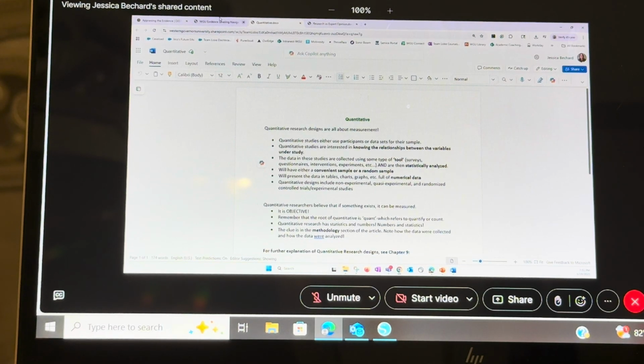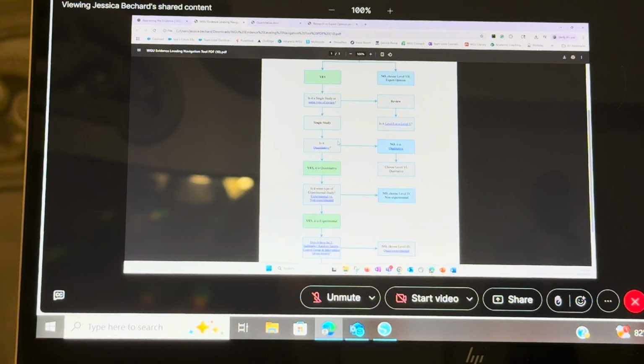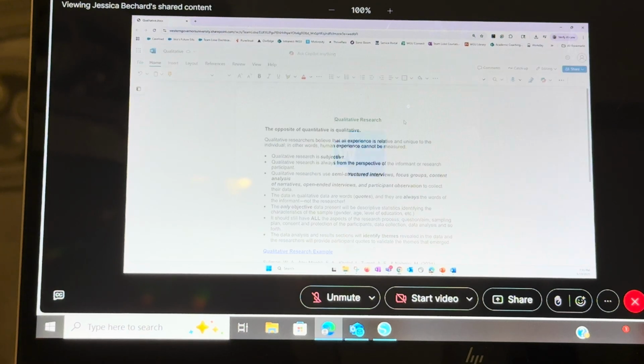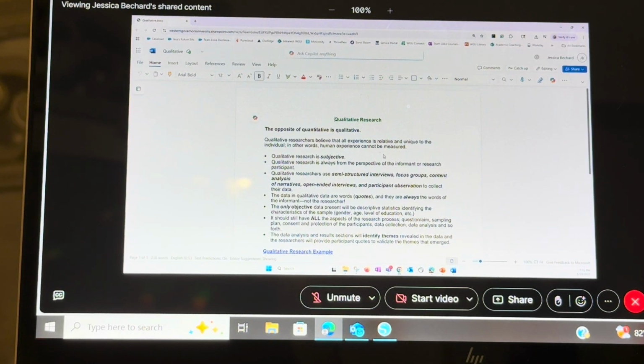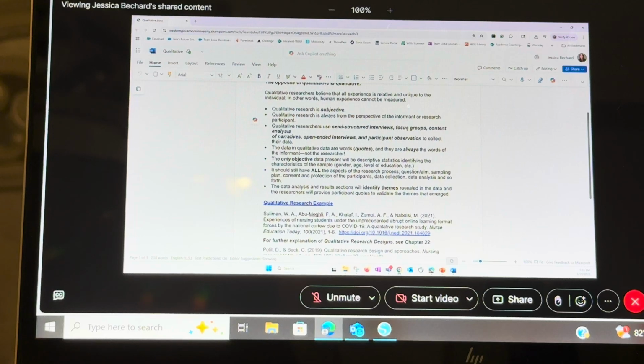And get it back up here. So our tool, if we say no, it is qualitative. Let's look at what qualitative research is all about. So of course the opposite of quantitative is qualitative, right? Qualitative research is subjective. It's always from the perspective of the informant or research participant. It uses semi-structured interviews, focus groups, content analysis of narratives, open-ended interviews, or participant observation to collect their data. Does any of that look familiar? And here's another thing. The data and analysis will result in identifying themes.